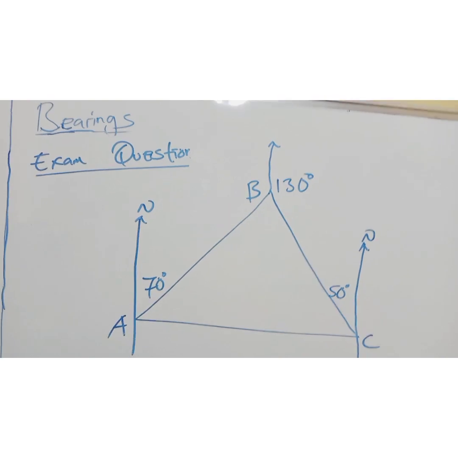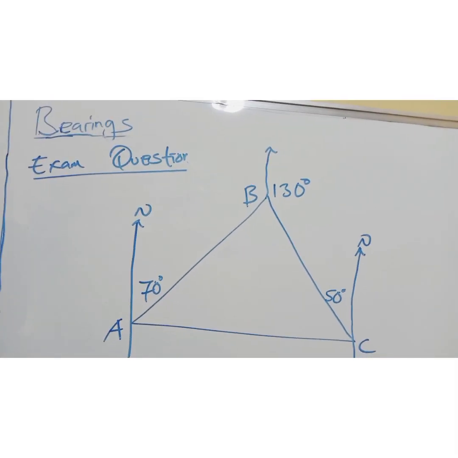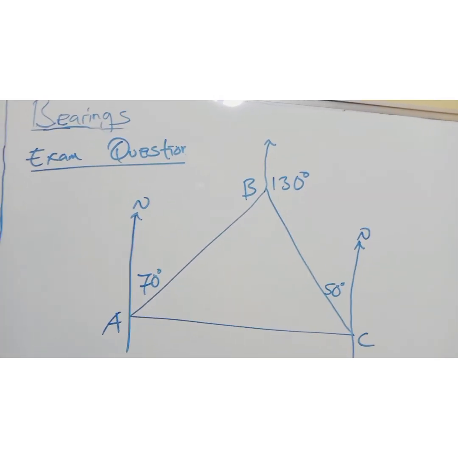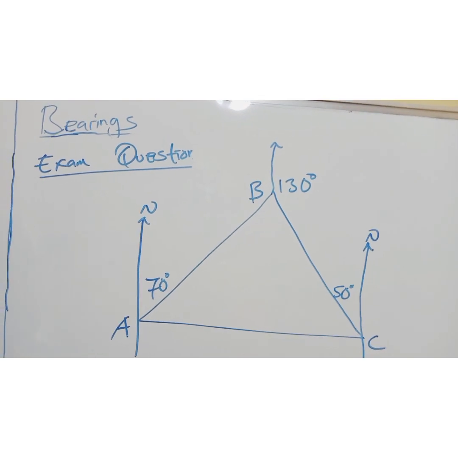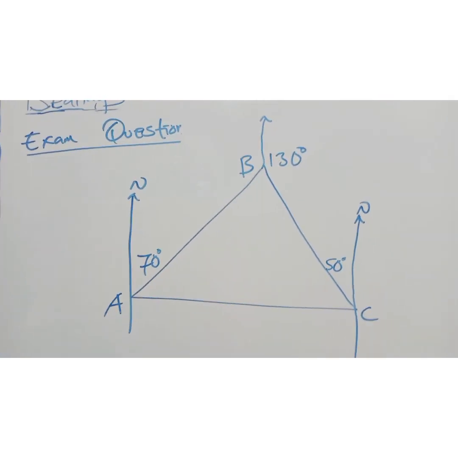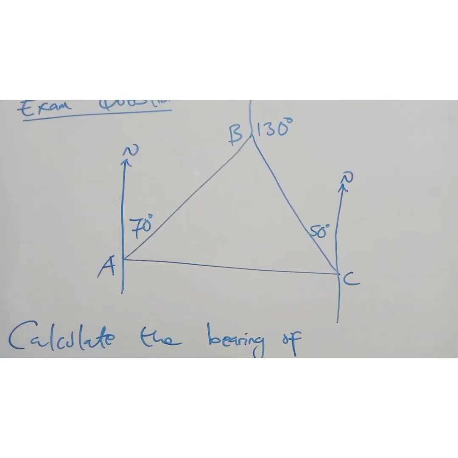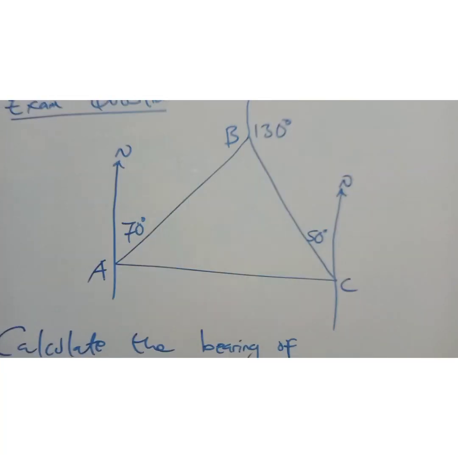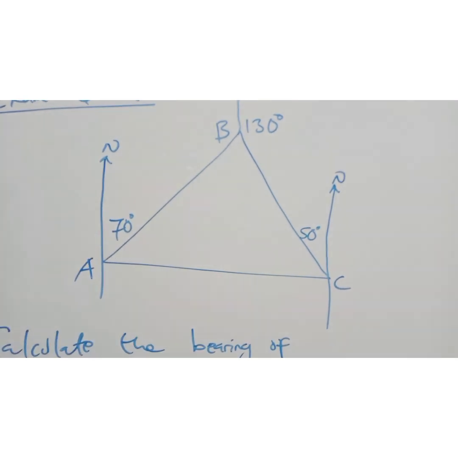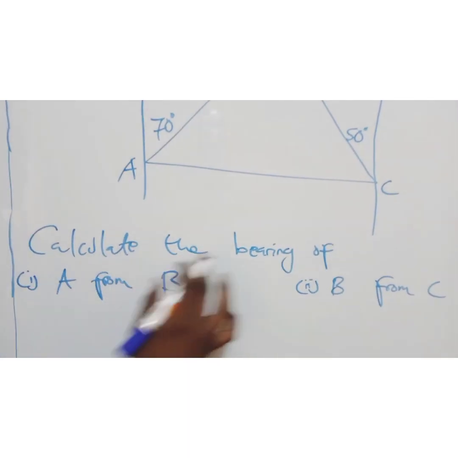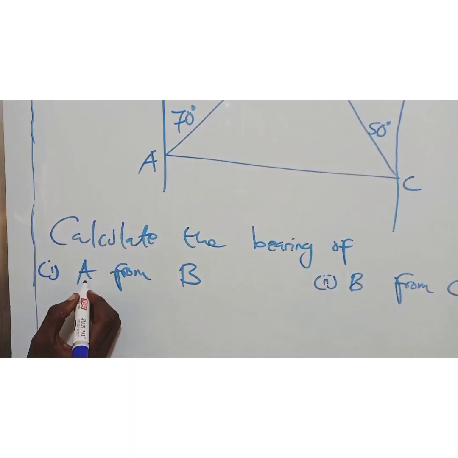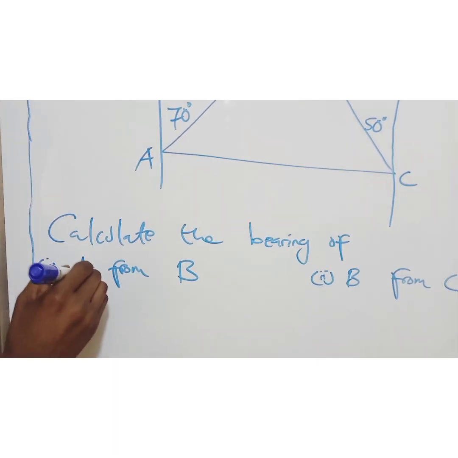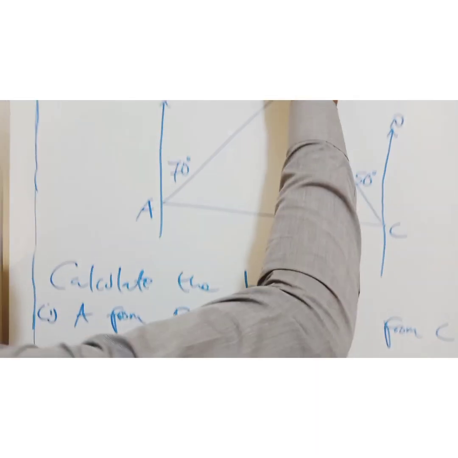Okay, so we're now looking at an exam question. Check this. Usually if you check through the ECZ exam questions, you find that they like using triangles with numbers in them. So I hope with my explanation you get this. We have this diagram, and these are the questions. Calculate the bearing of A from B. So this is our north.